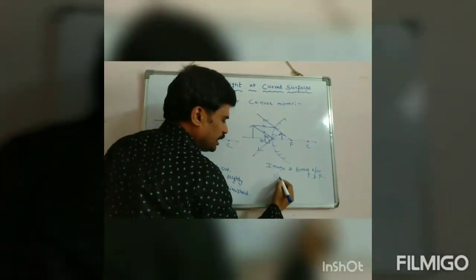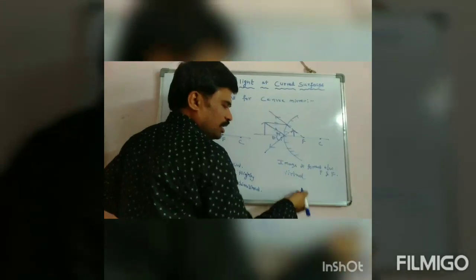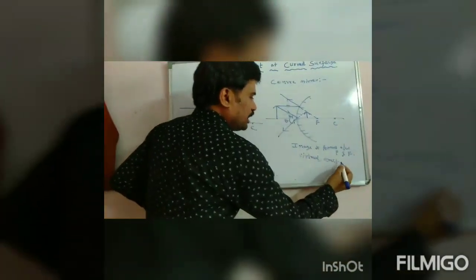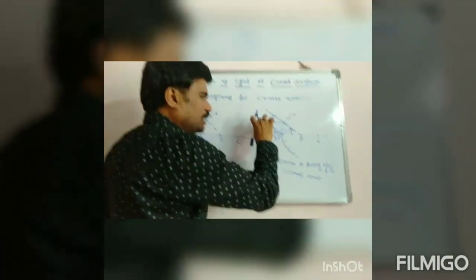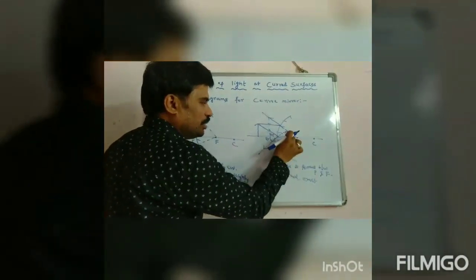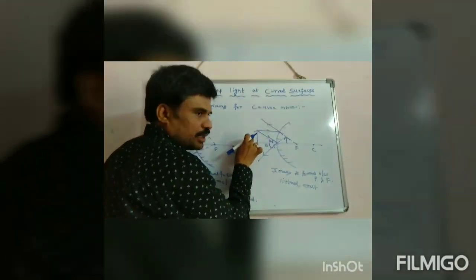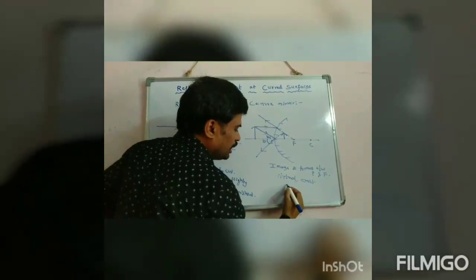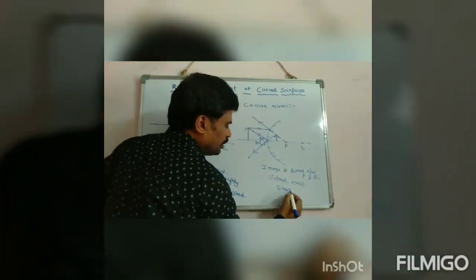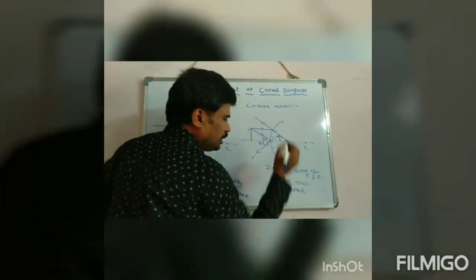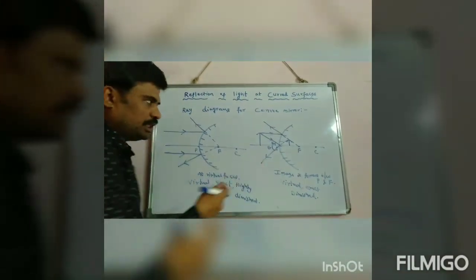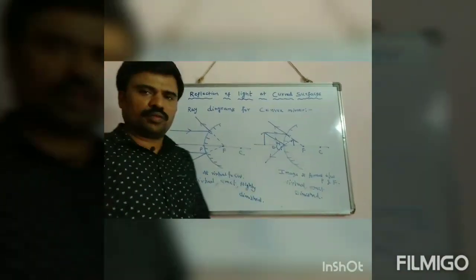And again here the reflected rays are diverging. Hence I can say the image is virtual. Virtual image is always erect. And here you can see the size of the object and size of the image. Image is somewhat smaller than the object. Hence I can say it is a diminished image. These are the ray diagrams for the convex mirror.